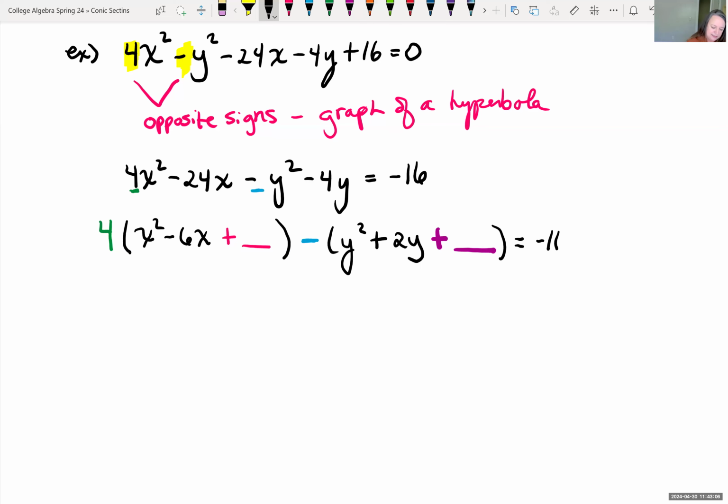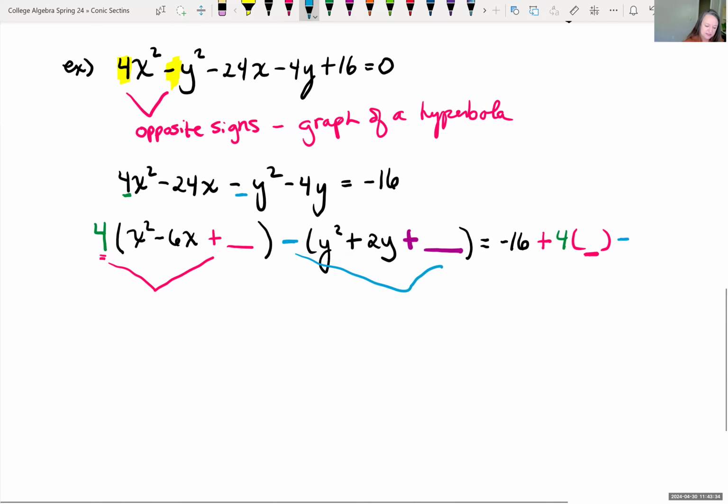Equals -16 plus. So technically, whatever I did on this side has this 4 times what I added. So I'm going to have 4 times what I added over here. And the other one, technically distributing this negative to each term, I have a -1 times whatever I added here.